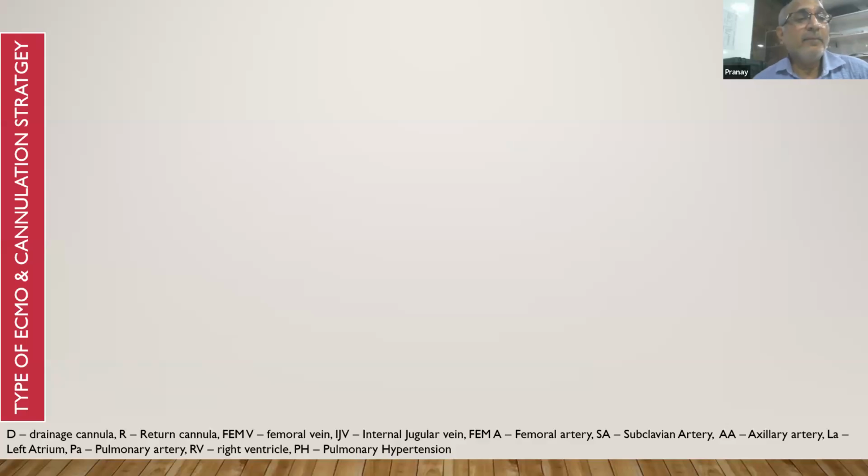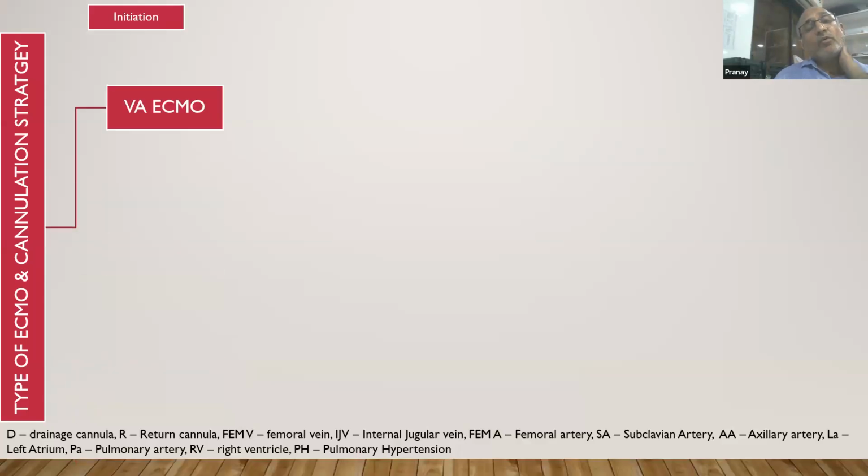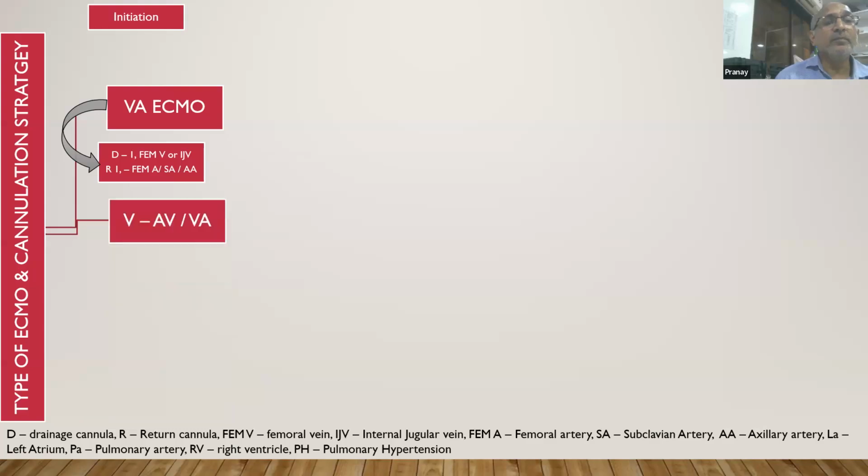So there are different types of ECMO and cannulation strategies. At initiation, you might go for VA ECMO, and your cannulation strategy is one drainage cannula and one return cannula. You can use either the femoral vein and femoral artery, or the subclavian artery or axillary artery, whatever you want to use. In case of VAV, you might require initiation with VAV ECMO.